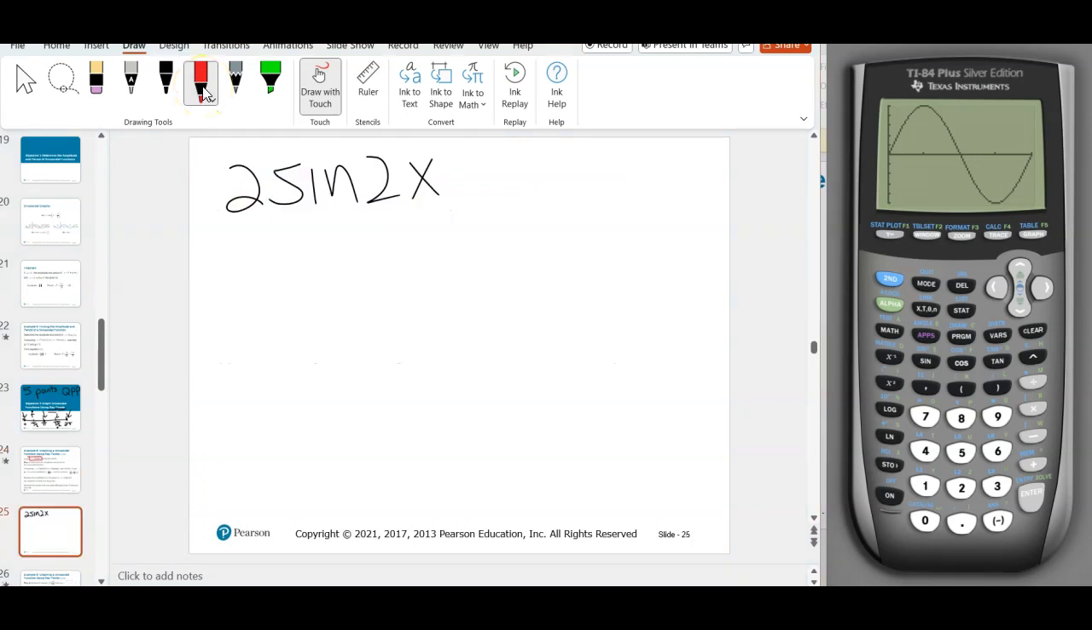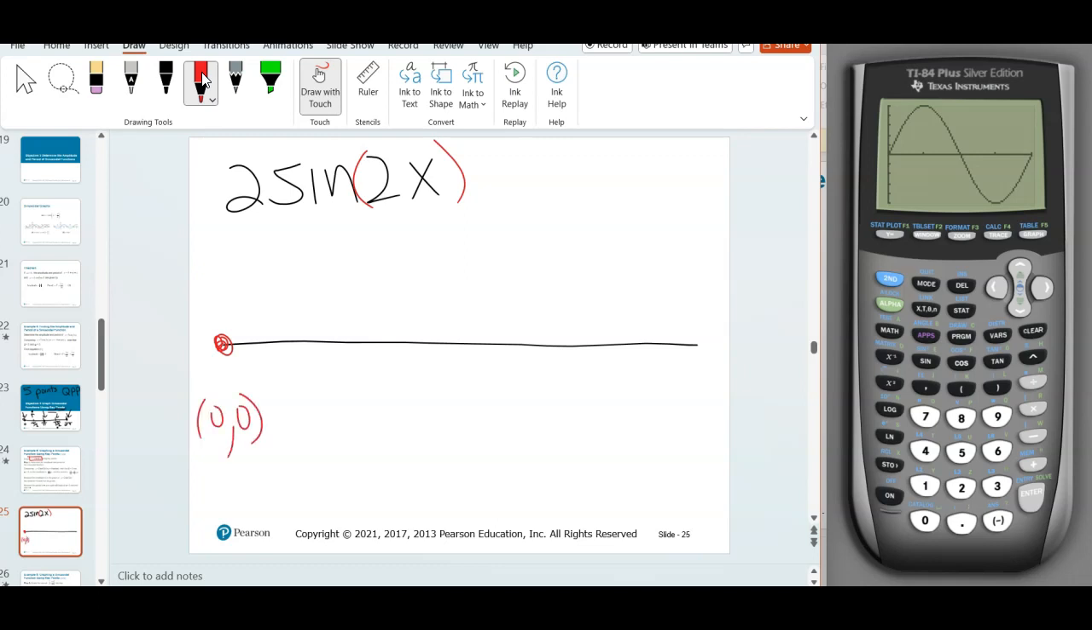So here's 2 sine 2x. I'm going to start off with just a horizontal axis. Now, because there is nothing being added or subtracted to the x in here, that means that we're not shifting to the left or to the right, so we're going to be initially at the origin. So 0, 0 is still going to be the coordinates of that initial point.